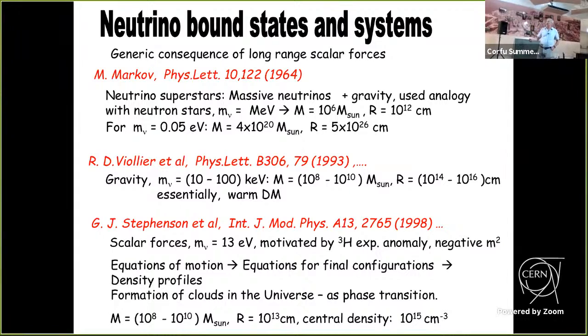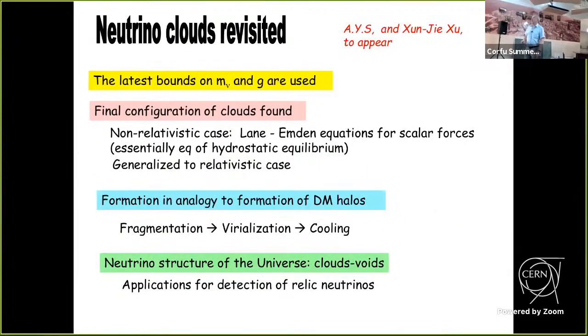And a series of papers by Stephenson et al. They use a mass of neutrinos of 13 electron volts and new interactions with scalars. And they get masses of the neutrino stars like 10 to the 3, 10 to the 8, 10 to the 10 solar masses, and the radius 10 to the 13 centimeters. This is solar system size. And they speculated that that may contribute to the evolution of solar type systems. So we revisited this problem in view of this recent interest in these scalar interactions.